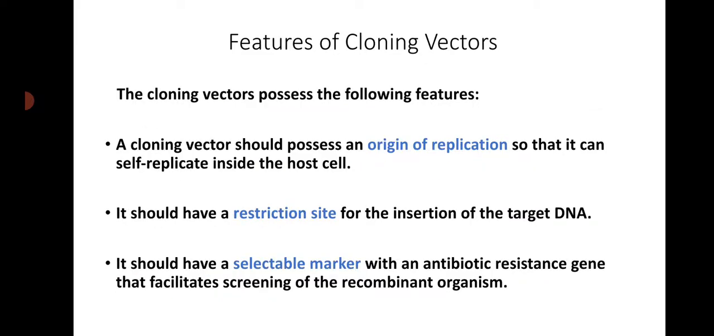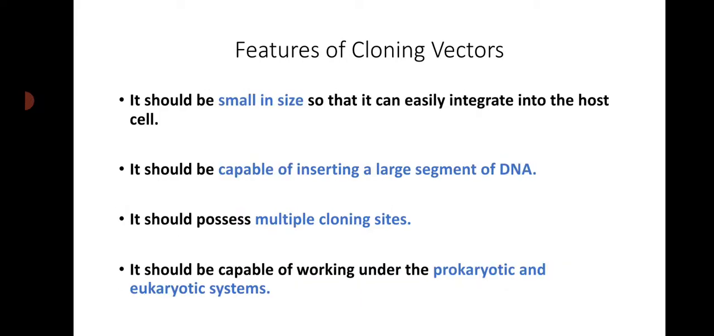So let me revise once again. Cloning vectors should have an origin of replication. It should have a restriction site. It should have a selectable marker such as an antibiotic resistance gene. It should be small in size. It should be capable of carrying a large segment of DNA. It should have multiple cloning sites, and it should be capable of working under prokaryotic and eukaryotic systems.